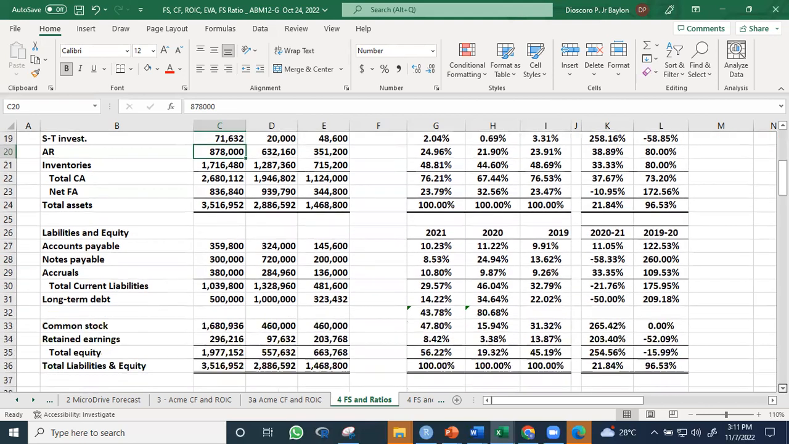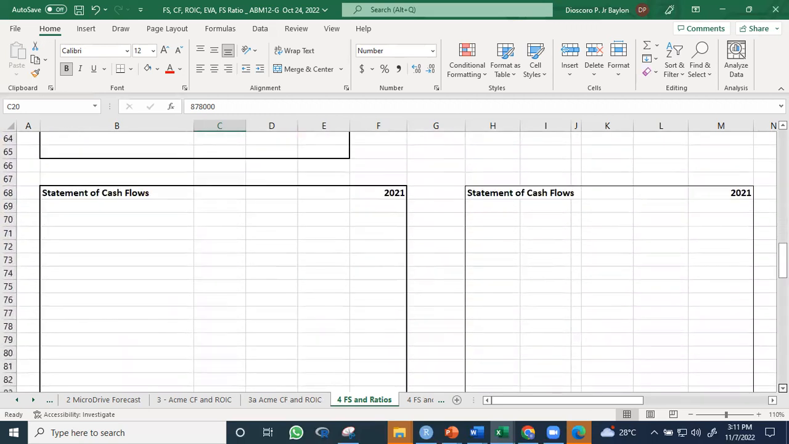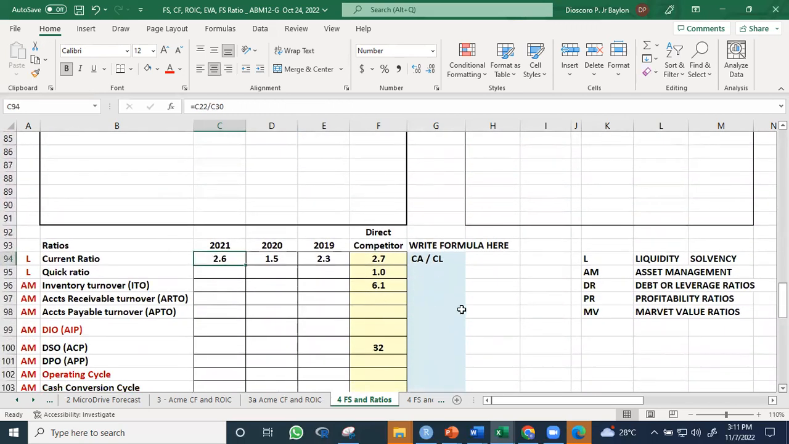We cannot just say 2.6. Again, how do we interpret 2.6? It simply means that for every 1 peso of current liabilities, there are 2.6 pesos of current assets. Good or bad, again, we go back to comparison with the direct competitor. Here we say that the direct competitor has greater liquidity because of the higher ratio, and then we also benchmark with respect to time. So there was an improvement in the absolute value from 2020 to 2021. These are the things that I expect you to write about in your group paper.